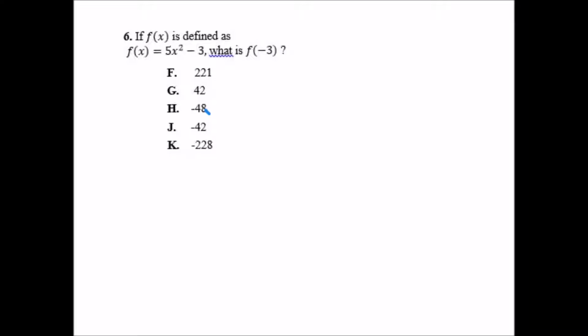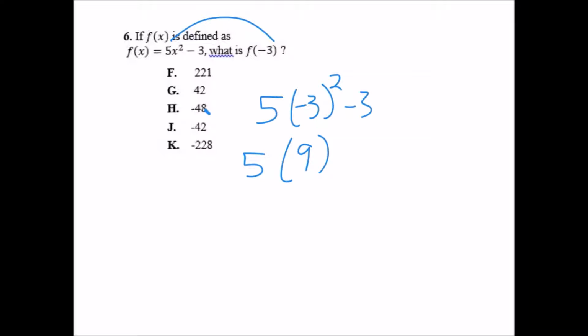In number 6, we see if f of x is defined as f of x equals 5x squared minus 3, what is f of negative 3? Basically, that problem is just asking us to plug in x, or negative 3, wherever we see x. So we see 5 times the quantity of negative 3 squared minus 3, and we're just going to simplify. And that's 5 times the quantity of negative 3 squared, which is 9, minus 3. 5 times 9 is 45, minus 3, the answer is 42, G.